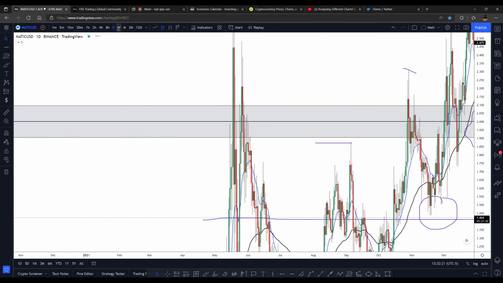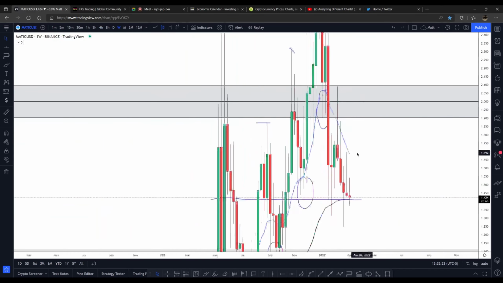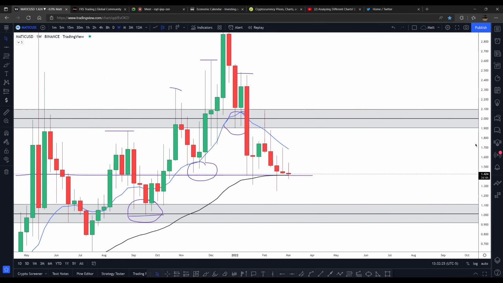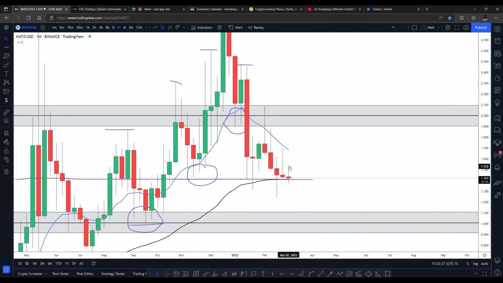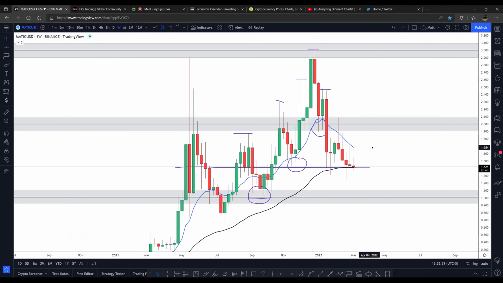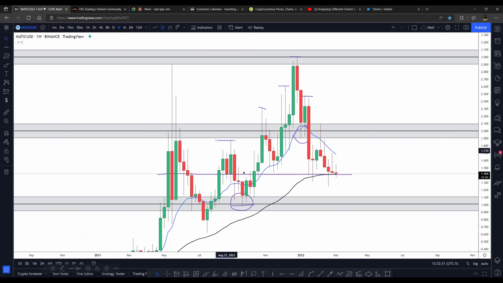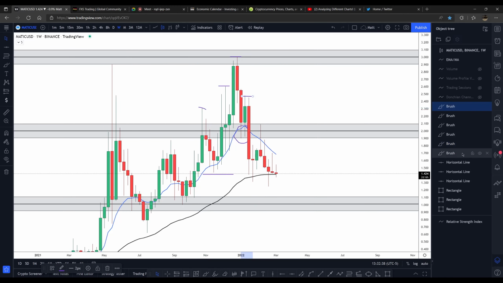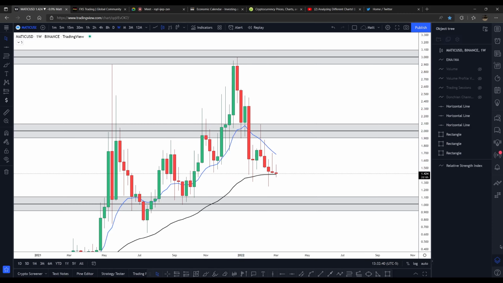So now that I've discussed my weekly zones, and for those of you that are wondering what my take is on MATIC, this is where now my daily zones will be a bit more helpful. So that's what I'll be discussing next. Let me quickly delete this and then we can move on.